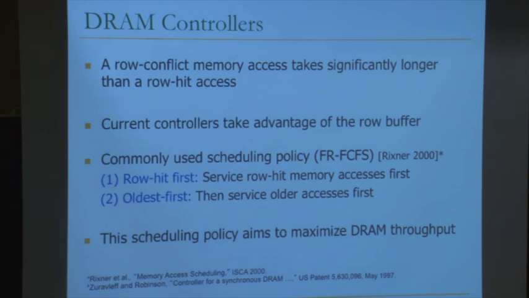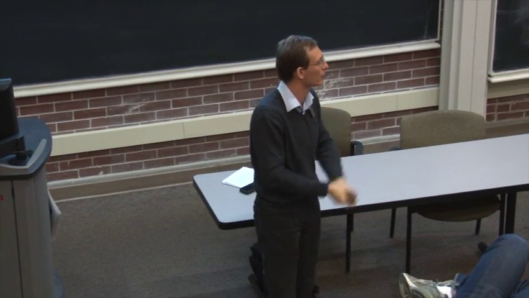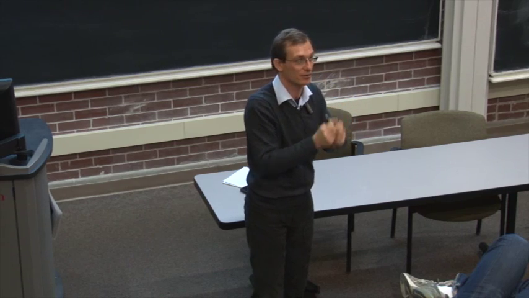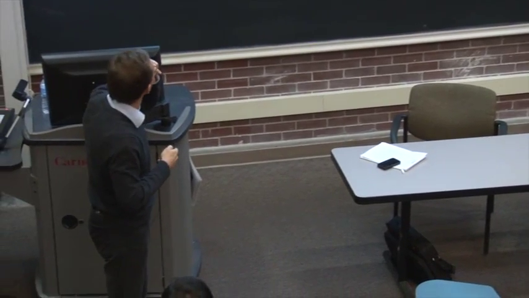And the goal of the scheduling policy is reasonable, right? It tries to minimize the row buffer conflicts or maximize the throughput. Throughput is how many requests do you service per a given unit of time out of DRAM. And if your latency is low to service a request, which is what a row hit is, your throughput is also increased if you service that. Okay, the goal is to maximize DRAM throughput.